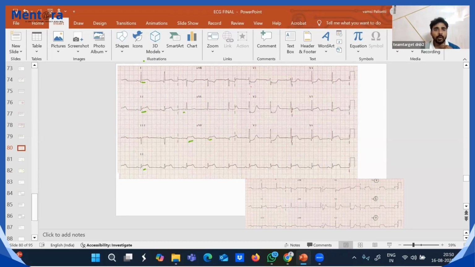You go and check for the posterior. How can you check posterior? V1, V2, V3. This is V1, this is V2, this is V3. Very important: ST depression, ST depression, ST depression, upright R waves and upright T waves. All these three are there, so you suspect posterior wall MI. You can ask for V7, V8, V9. Clear?